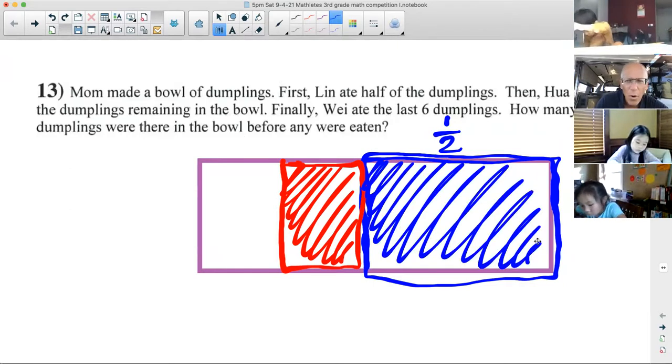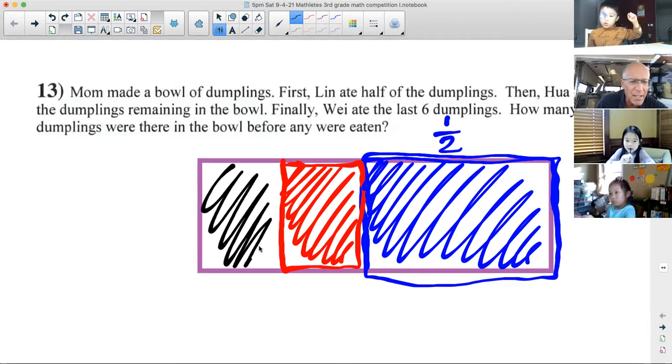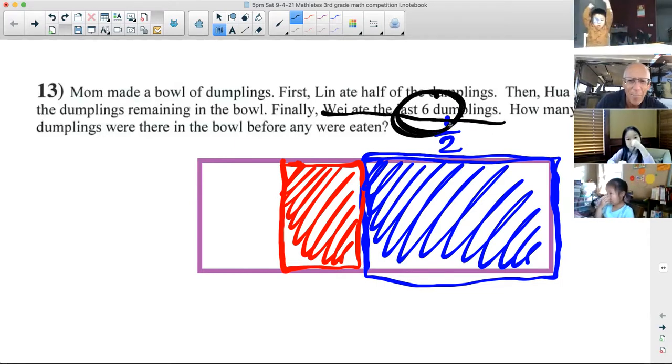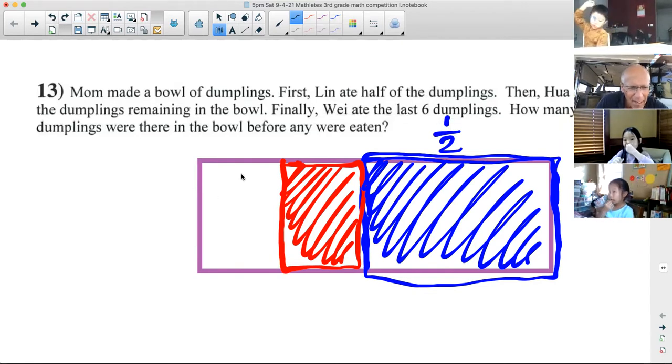And guys, now it says the last person named Wei ate the last 6 dumplings. So what should we write in this last part, this last rectangle? Go ahead, Stella. If Wei ate the last 6 dumplings, what do you think we should write in this remaining part right here? Jason? 6. Right. Everybody do that.